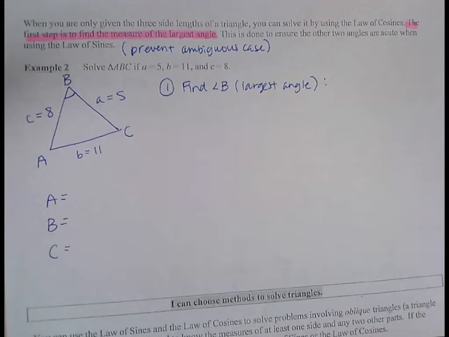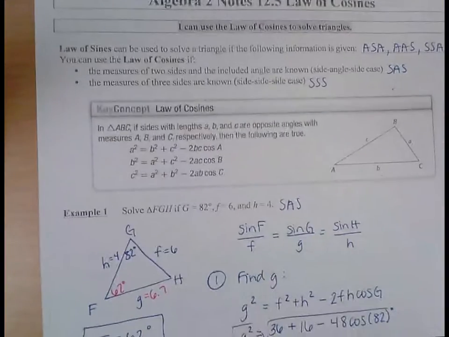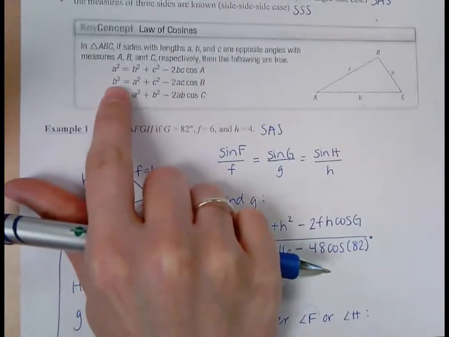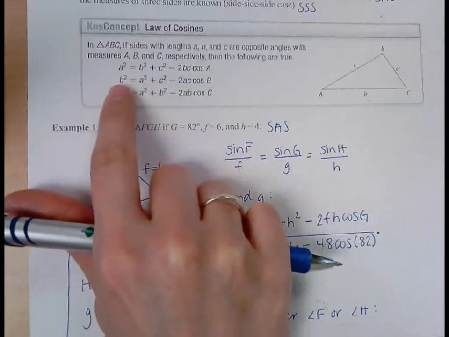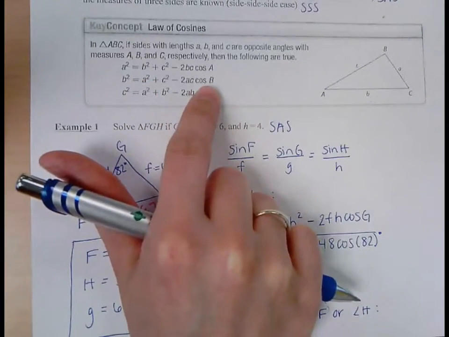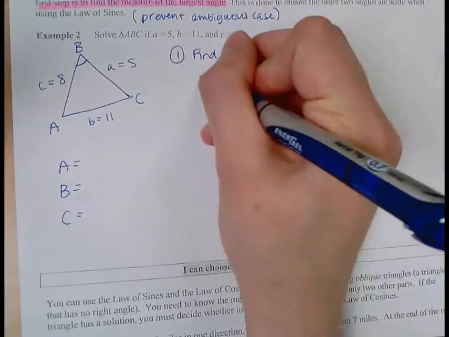Okay, and then because this is in terms of A, B, and C, the variations of law of cosines we have on the front, we could just use those. We have to use the variation that includes angle B in it. So we have to use the second one, B squared equals A squared plus C squared minus 2AC times cosine of B. I'm just going to write that on this side so we don't have to keep flipping.